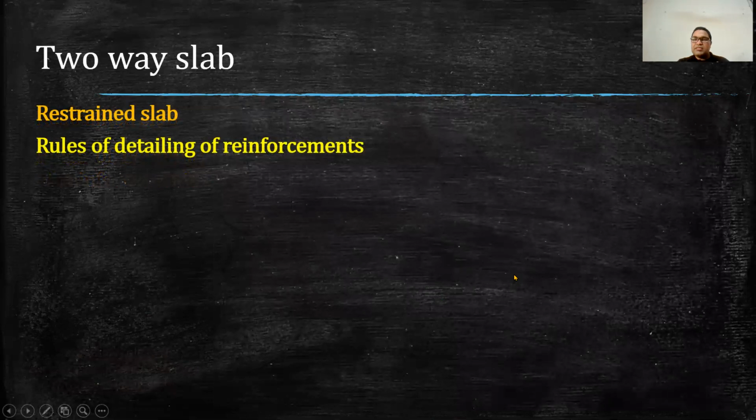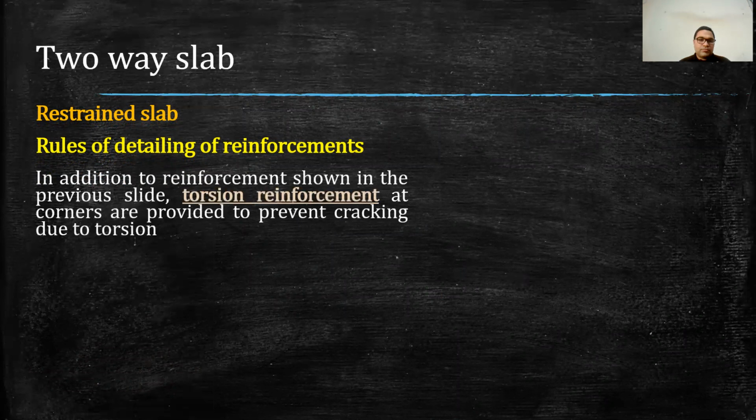Now, beside this, we also provide the torsional reinforcement. Now, here I have written, in addition to the reinforcement shown in the previous slide, torsional reinforcement is also provided at the corners of the slab. So, for example, if this is the slab, generally we provide torsional reinforcement along these corners.